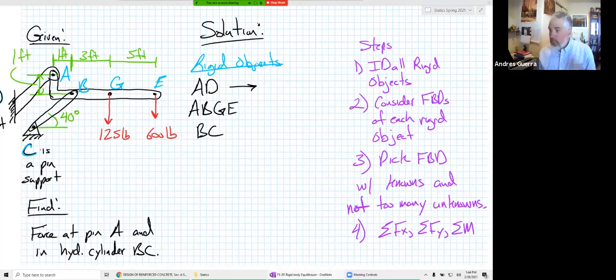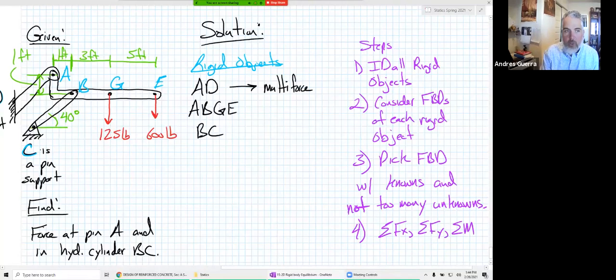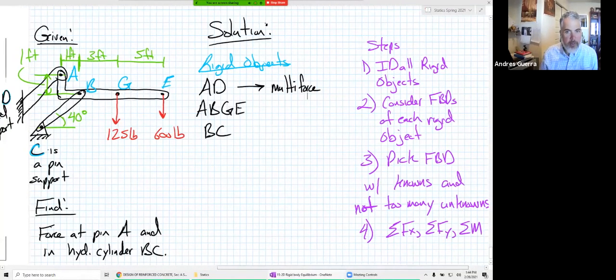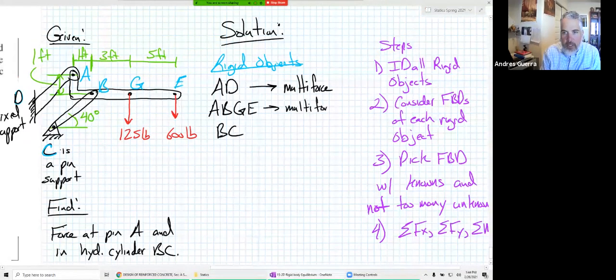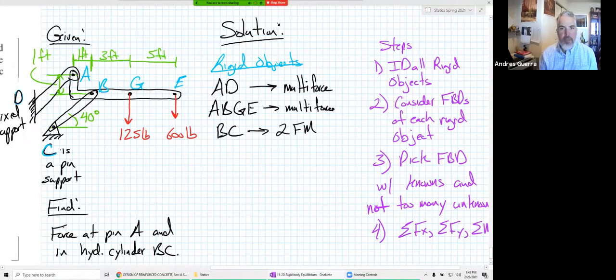Okay, it is a multi-force. Luke, yes, absolutely. The reason it's a multi-force is that even though it only has two locations, it is a fixed support, so it has a moment. ABGE is also a multi-force, because there are 1, 2, 3, 4 locations with forces. BC is a two force, so I'm going to shorthand this as 2F.